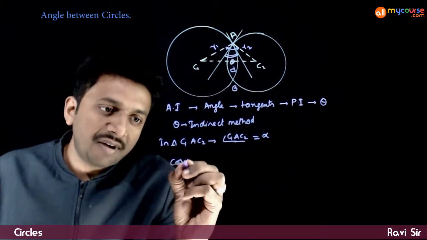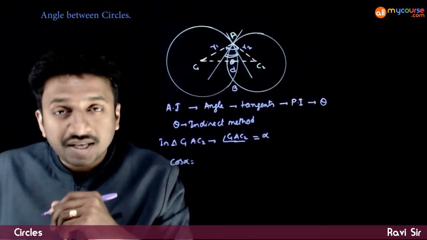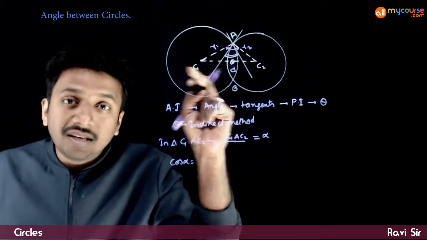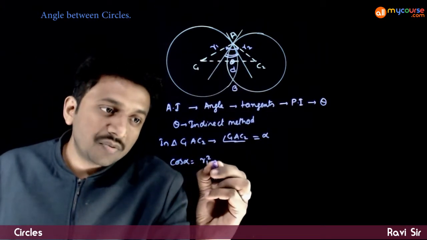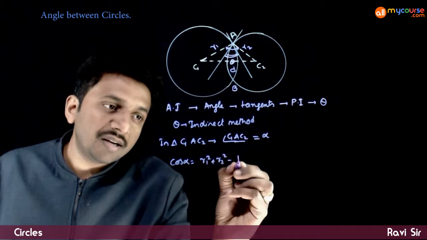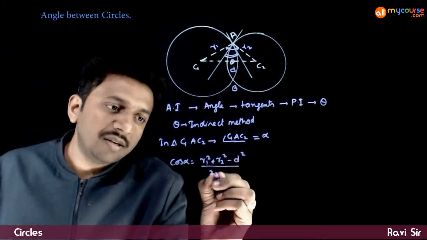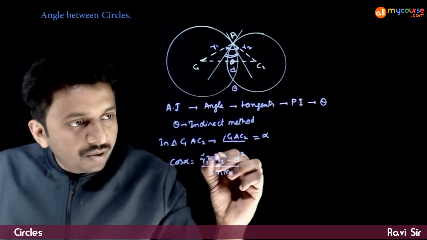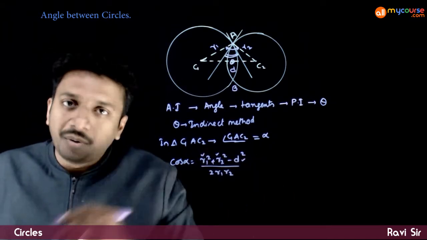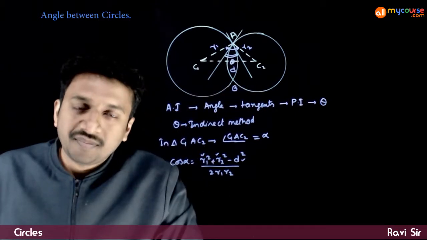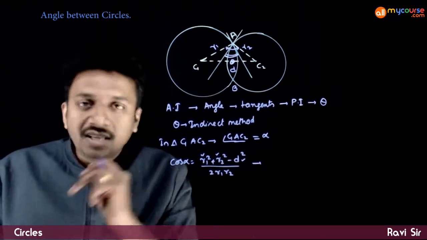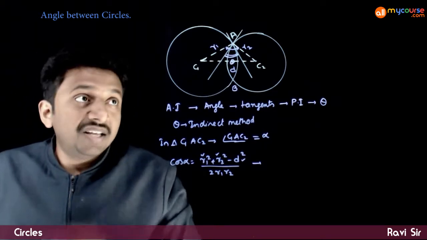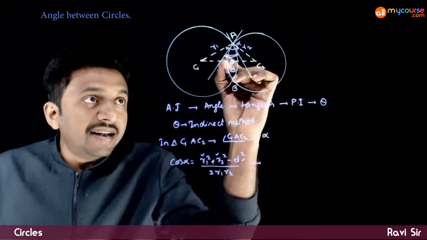So cos alpha is equal to, what is the formula for cos of an angle in a triangle? R1 square plus R2 square minus D square by 2 R1 R2. Here R1 will be known, R2 will be known, and D will be known if the circles are known. So we can very easily find cos alpha. Now, is there any relation between this alpha and this theta?